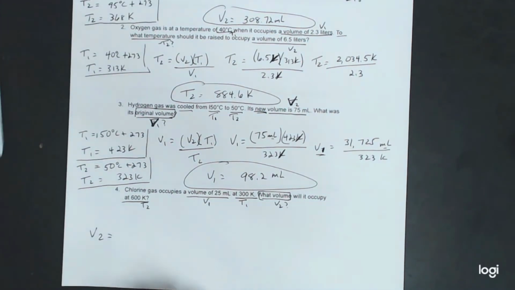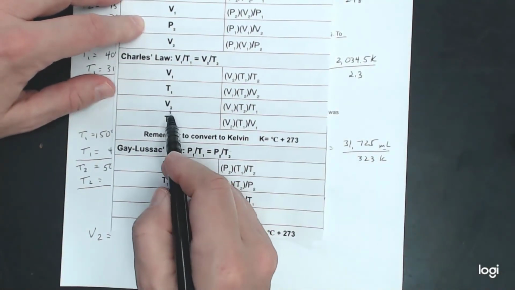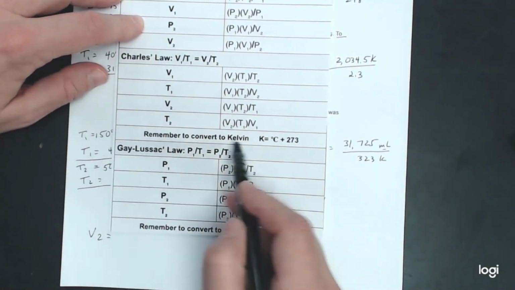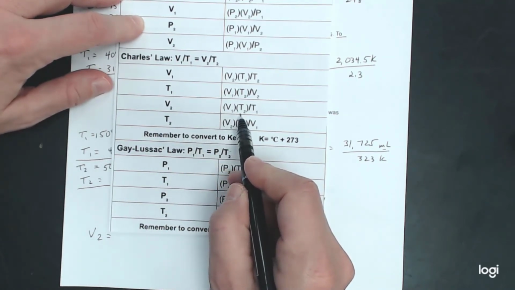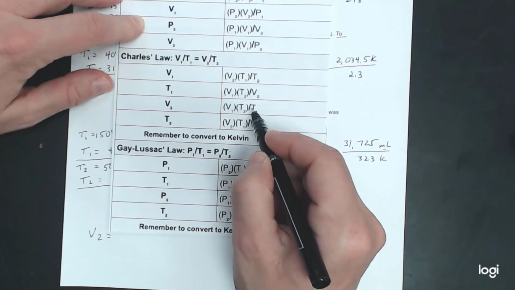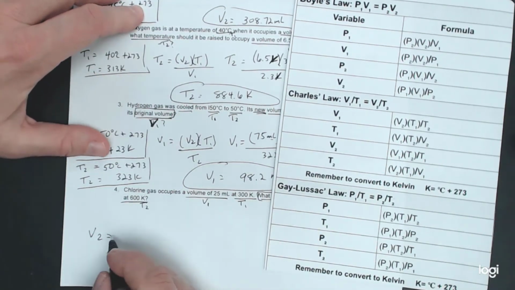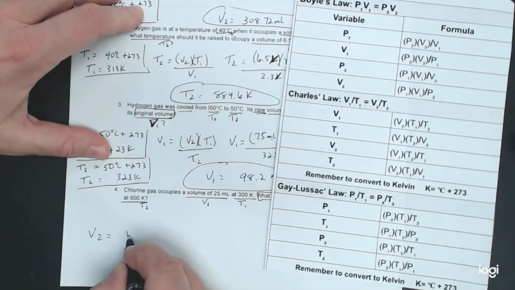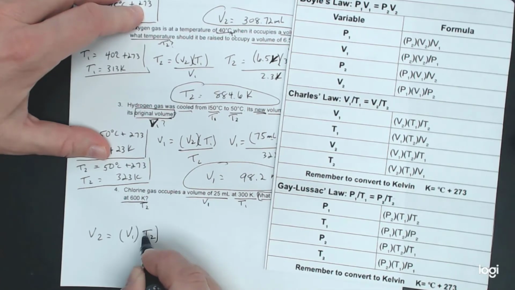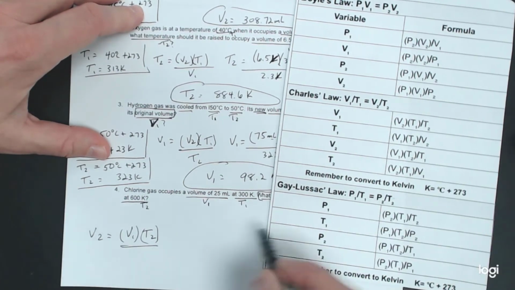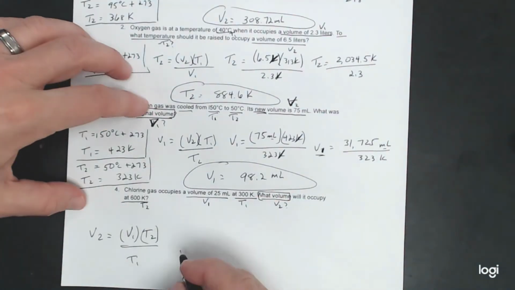So V2 equals, we're going to use our handy dandy sheet here. Here's V2. It's the third one down in our Charles' law section right here. And we've got V1 times T2, there's that forward slash, which means over T1. Let's go ahead and set that up. So V2 is the same as saying V1 times T2 over T1.